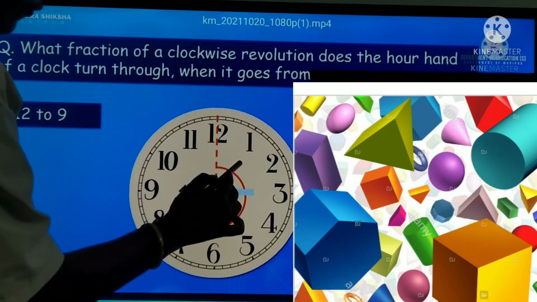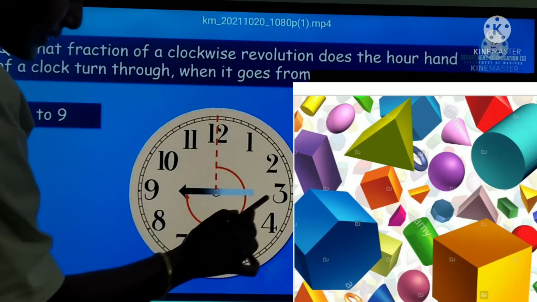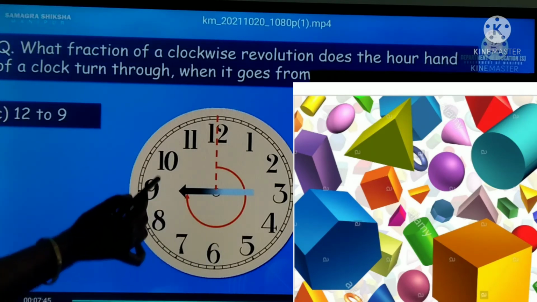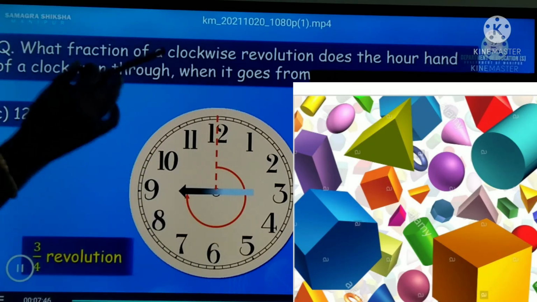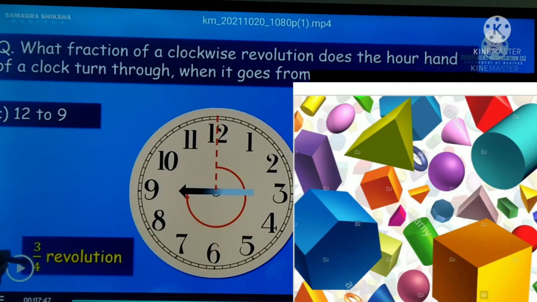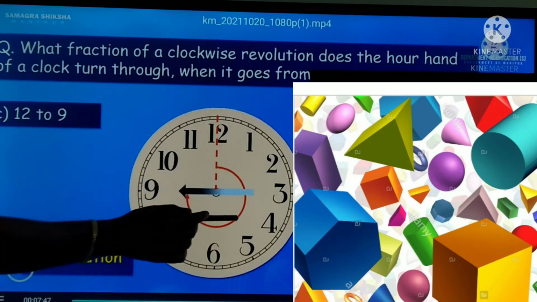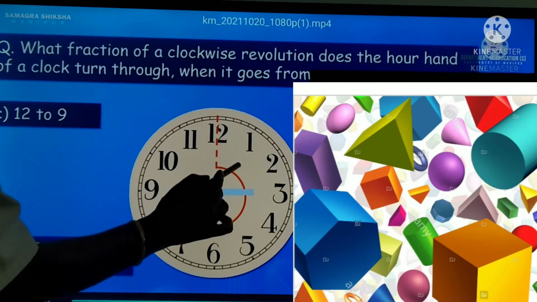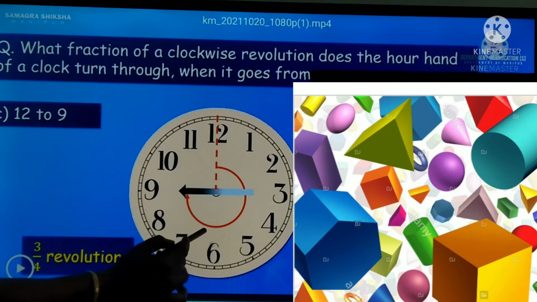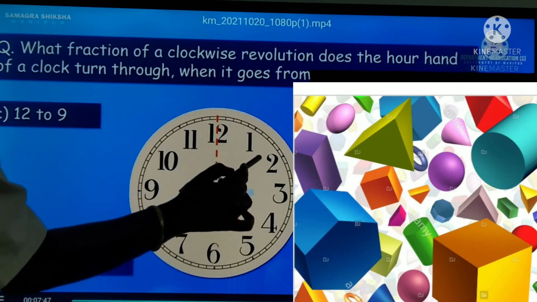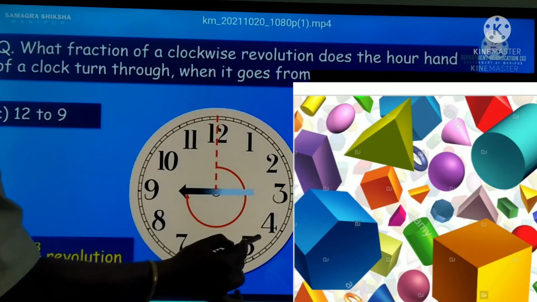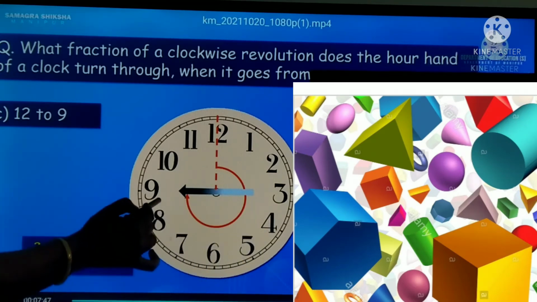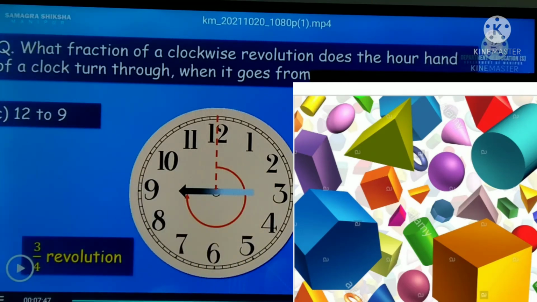Yes, this is 1 by 4. This part from 3 to 6 is 1 by 4. 6 to 9 again 1 by 4. So that is 3 by 4 of a revolution. Understand? 90 plus 90 plus 90, that is 270 degrees. Here, total how many divisions? 1, 2, 3 is 1 by 4, again 1, 2, 3 is 1 by 4, and again 1, 2, 3 is 1 by 4. Total it is 3 by 4, so 3 by 4 revolution.